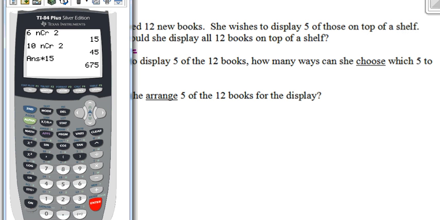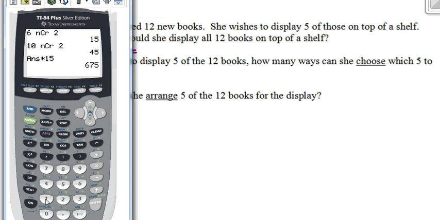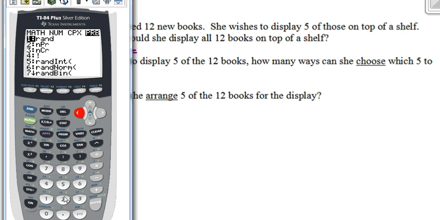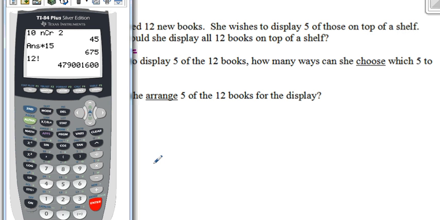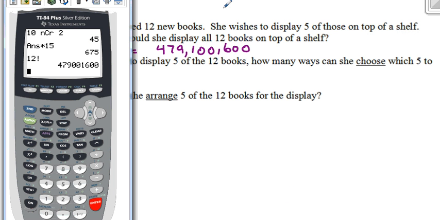And this question, let's see, in how many orders? Notice the word orders was there, so that would tell us that order matters. So here we go. We've got 12. Again, we go to the math menu, over to probability. Choice 4 is our factorial. And wow, that's a lot. 479,001,600. Oh, no, I have the 1 in the wrong place. 001. Let's fix that up.